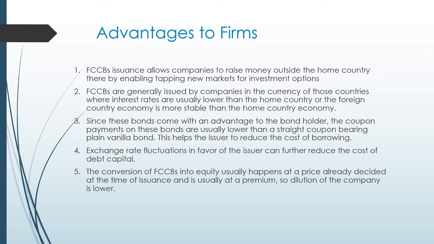The conversion of FCCBs into equity usually happens at the price already decided at the time of issuance and is usually at a premium. So dilution of the company is lower. When FCCBs are converted into equity, at the time of issuance of shares, they are generally issued at a premium. So fewer shares are given to them, and thus the dilution of the company is lower.